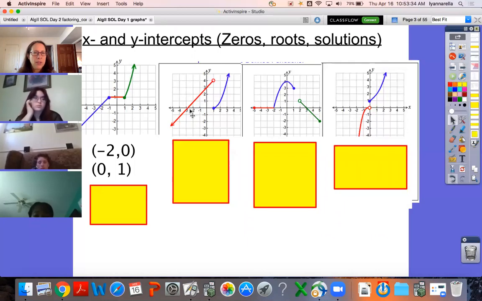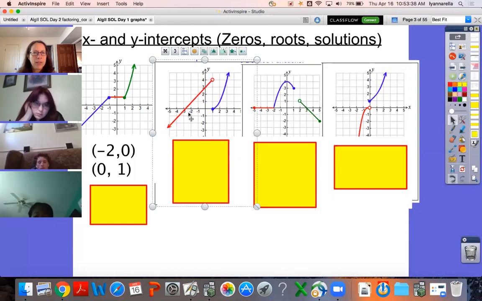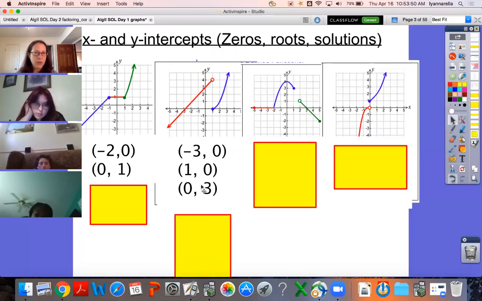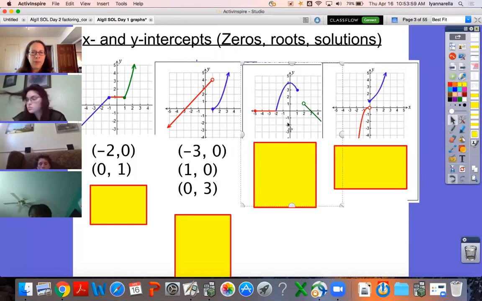For this one, you can see that, I don't know if you guys can see my screen. Looks like the X-intercept is at -3, and then there's another one here at +1. So I've got a (-3, 0) and a (+1, 0). And the Y-intercept is at +3. So it should say (0, 3). Remember, where you put the 0 is super important for X and Y intercepts.